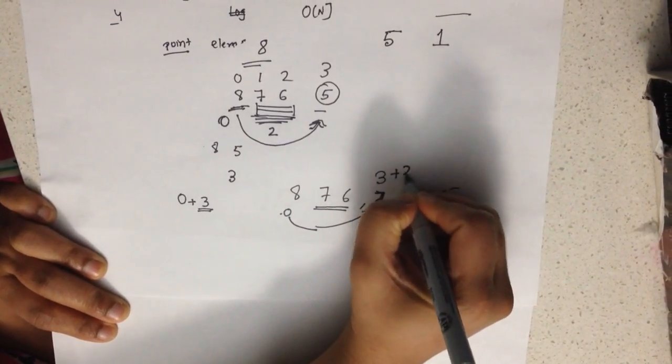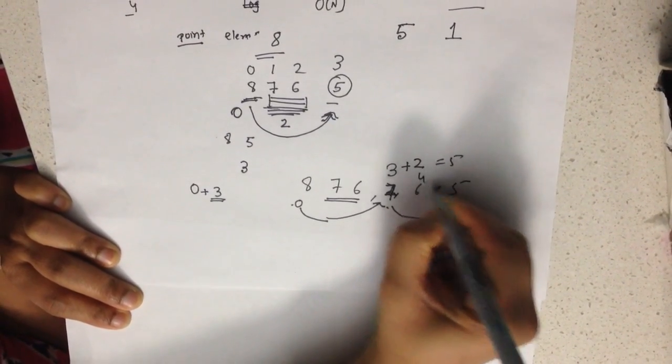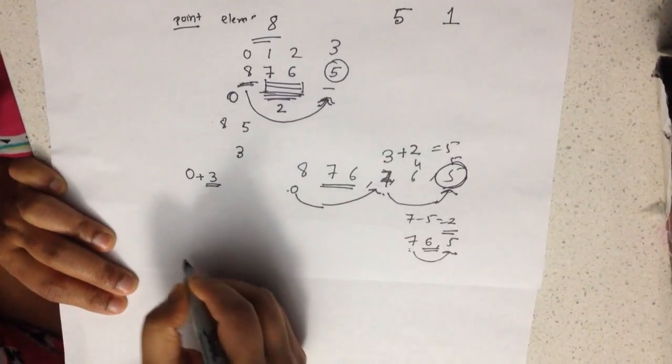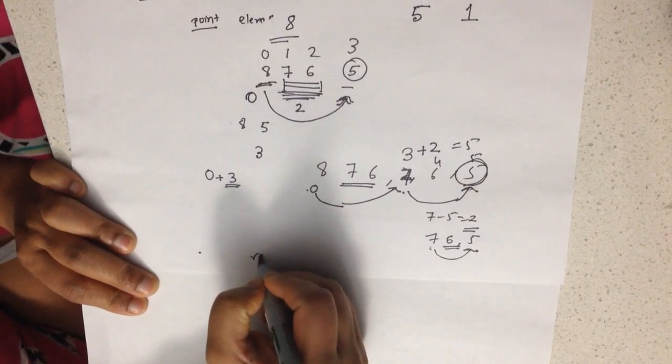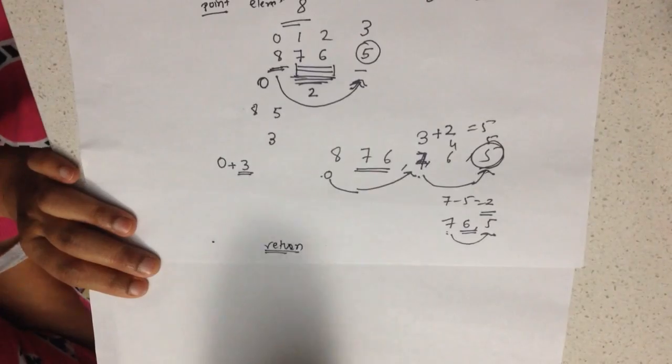So it will go to 3 plus 2, which is 5. It will go to position 5: 3, 4, 5. It will check if this is 5. If this is the element that we are looking for, it will return the element.